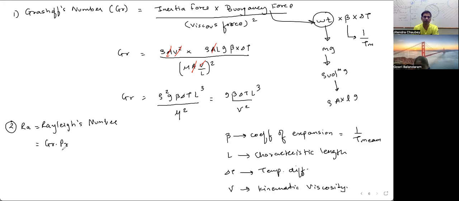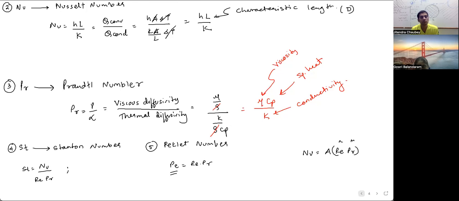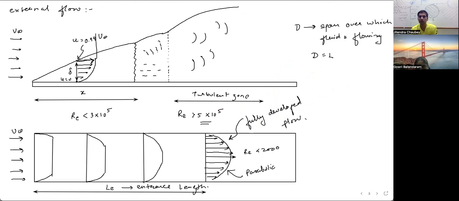Have you seen this Ra number anywhere while solving numericals? Yes, that is Rayleigh's number. Rayleigh's number is the product of Gr and Pr. Gr is Grashof's number and Pr is the Prandtl number. Prandtl number is again mu Cp upon K. So these are all the important numbers that we had to discuss, and you must know them before we start with the concept of numericals.